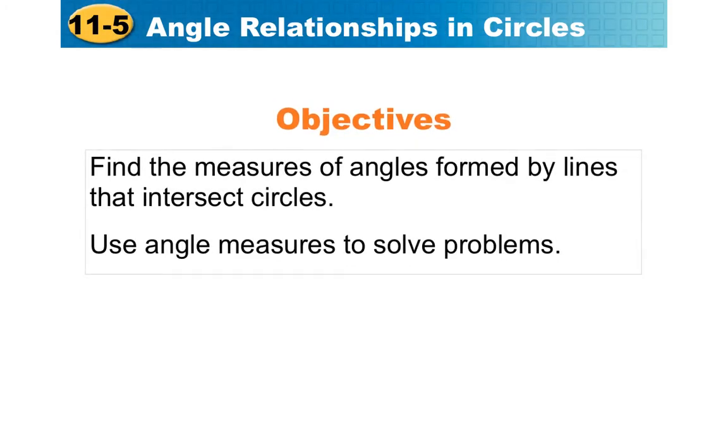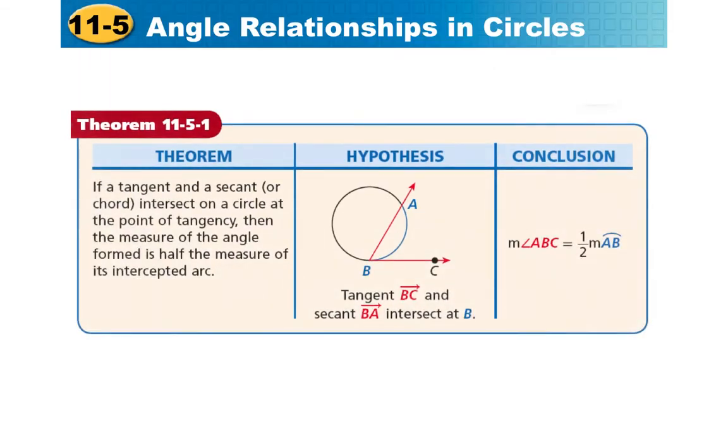Section 11.5, title is Angle Relationships in Circles. These are the objectives. Find the measures of angles formed by lines that intersect circles. The second one is use angle measures to solve problems. Let's go to the first theorem.